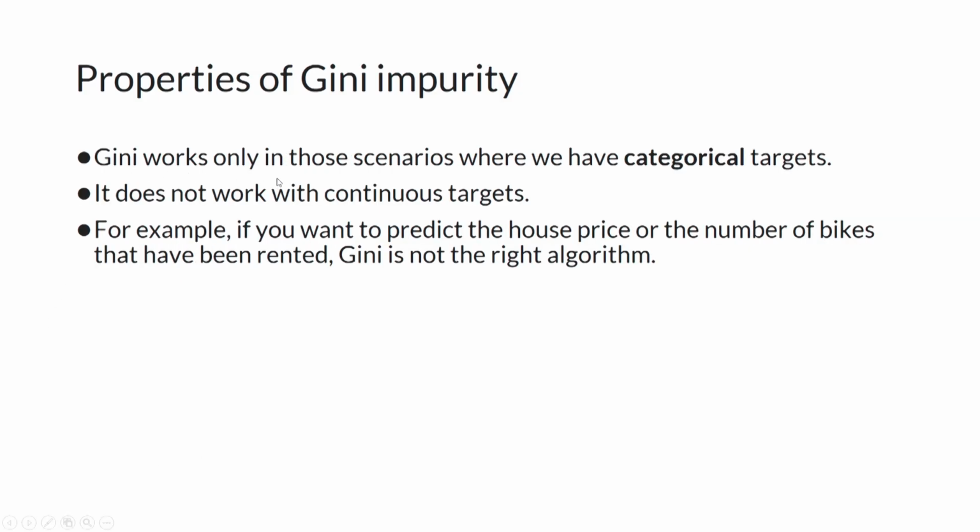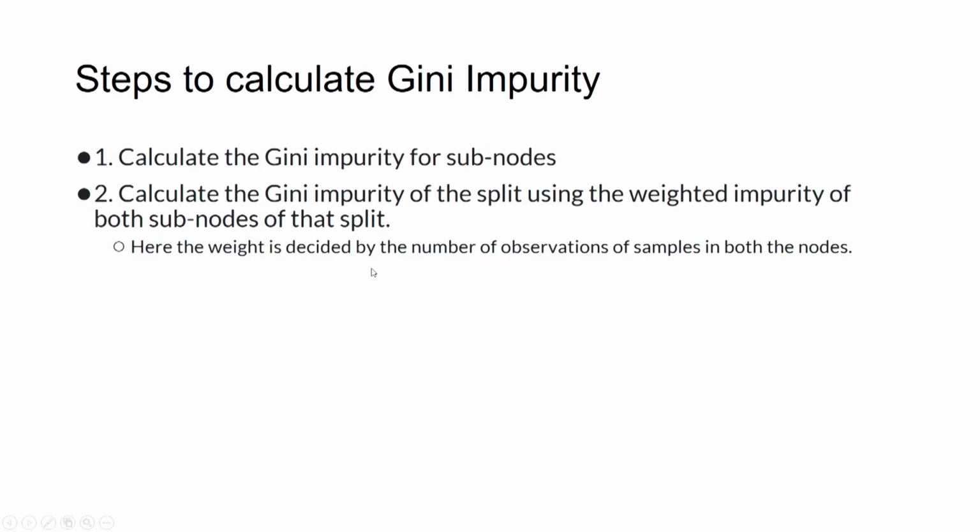So, Gini works only in those scenarios where we have categorical targets. It does not work for continuous targets, and that is why we have seen that in case of continuous targets we use reduction in variance rather than Gini or other attribute selection measures. So, in case of regression problems we should not use Gini, we can't use Gini.